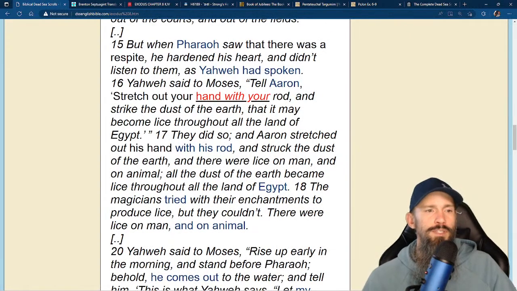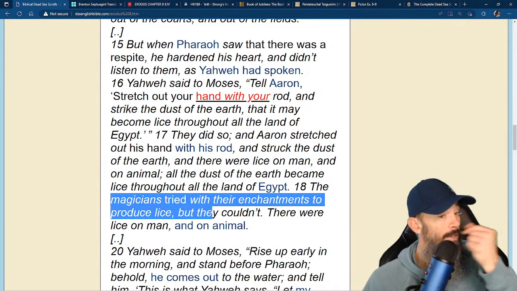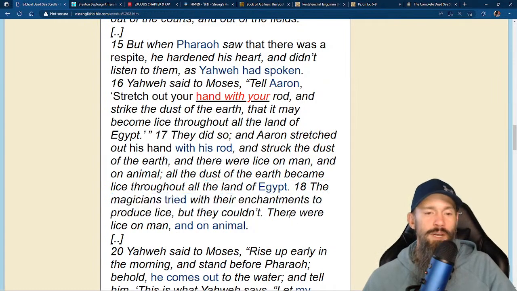Yahuwah said to Moses, "Tell Aaron, stretch out your hand with your rod and strike the dust of the earth, that it may become lice throughout all the land of Egypt." They did so, and Aaron stretched out his hand with his rod and struck the dust of the earth, and there were lice on man and on animal. All the dust of the earth became lice throughout all the land of Egypt. The magicians tried with their enchantments, okay, here's magicians, to produce lice, but they couldn't. There were lice on man and on animal.